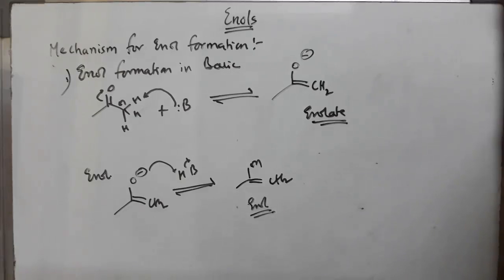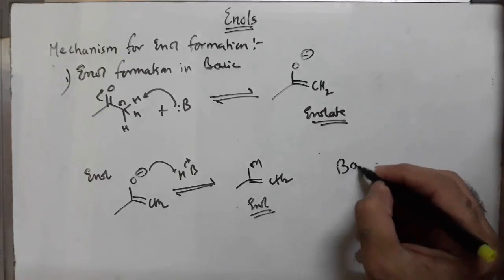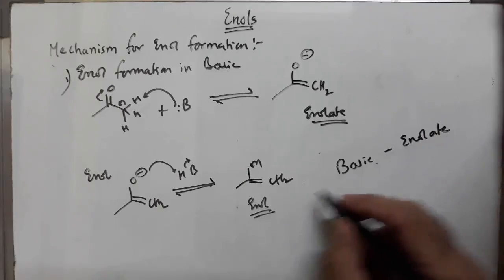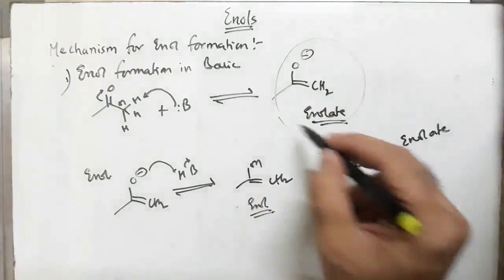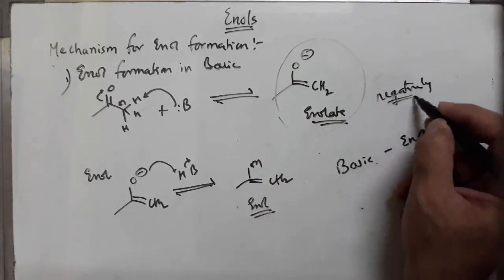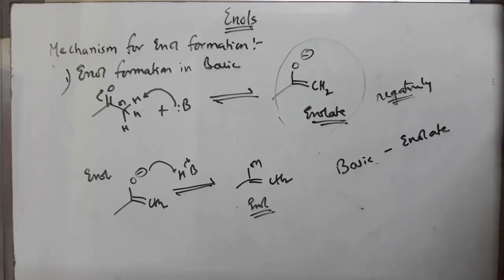So as you have seen, generally in basic condition you will see enolate formation. Now in base this is your enolate, as it is negatively charged. This is your enolate. Alright, so this is about your formation of enol in acidic and basic condition.